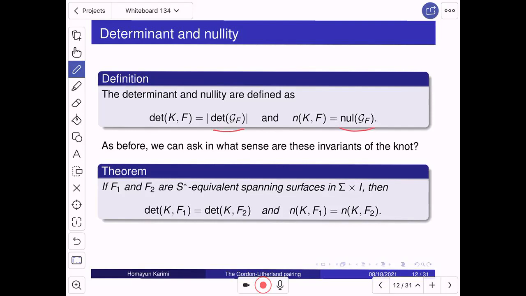Again, we can ask in what sense these are invariants for the knot K. So again, we have a theorem. It says that if you have two surfaces, F1 and F2, and they are SSR equivalent spanning surfaces for a knot K, then the determinant of K using either one of the surfaces is equal. Also, the nullity of the knot K using either one of these surfaces is equal. So they are invariants for the knot up to SSR equivalence.